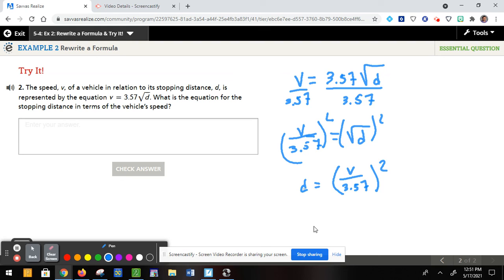So the distance you would need to stop your car, well, I guess it says vehicle, is whatever the speed is. So the velocity divided by 3.57, then squared. All right, so then let's check out example 3.